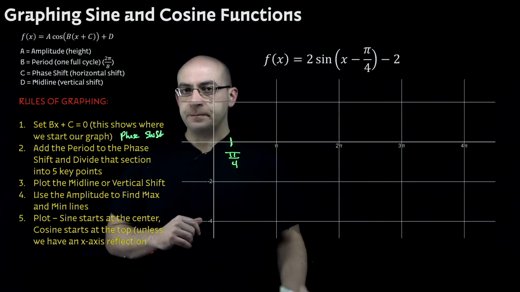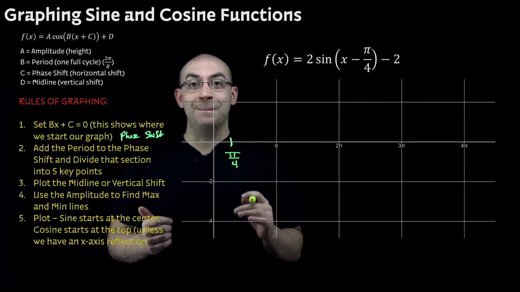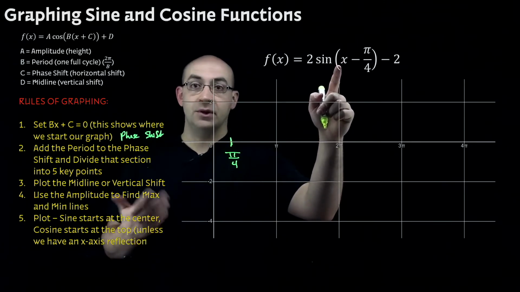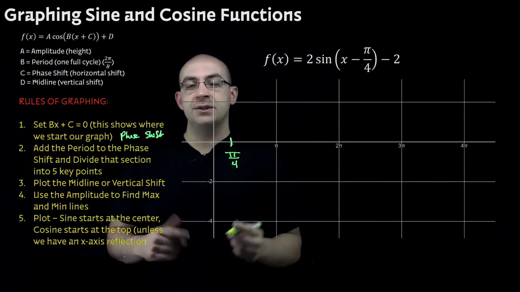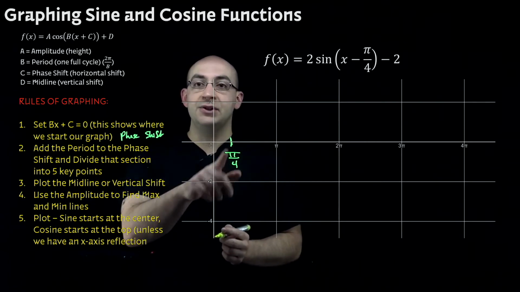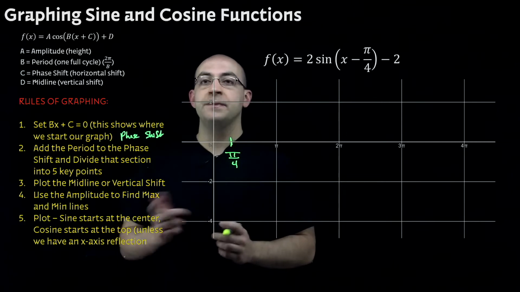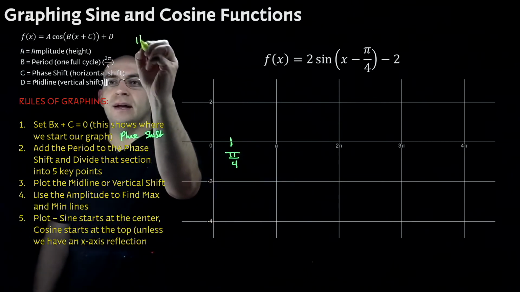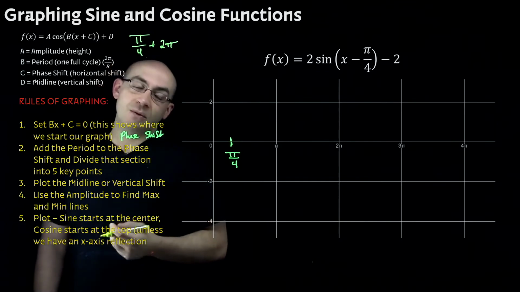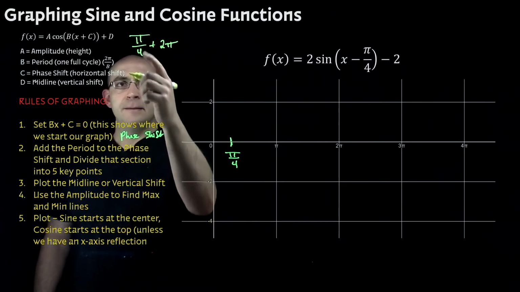We know the period is 2 pi over b, and b is the coefficient of x or theta. Well, the coefficient of x or theta is 1. So our period is 2 pi here. So we're going to add 2 pi to pi over 4. Let's do that here. We can do that long ways, or if you know that in your head, that's totally fine. I don't, so we're going to have to do this long ways.